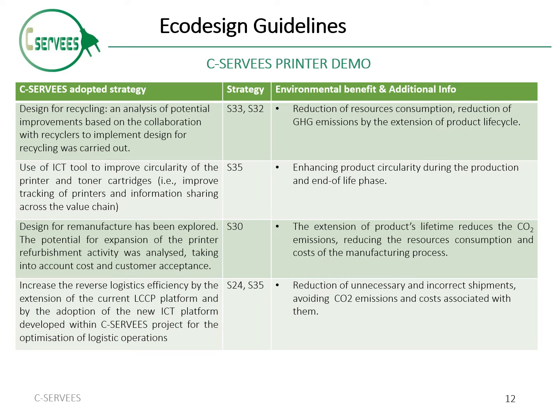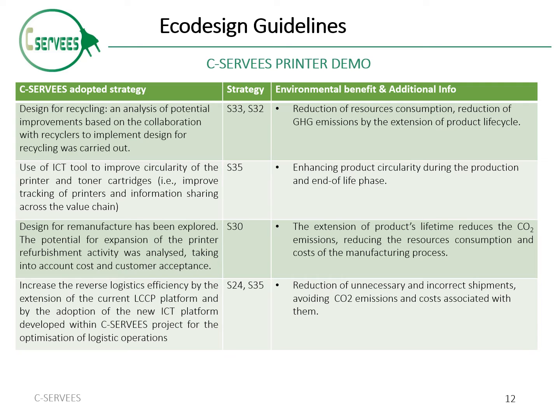The first action is design for recycling. An analysis of potential improvements based on the collaboration with the recycler to implement design for recycling was carried out, entailing a reduction of resource consumption and lower greenhouse gas emissions by the extension of a product life cycle. Then, the use of ICT tool to improve circularity of the printers and toner cartridge was investigated. That means improving tracking of printers and information sharing across the value chain.